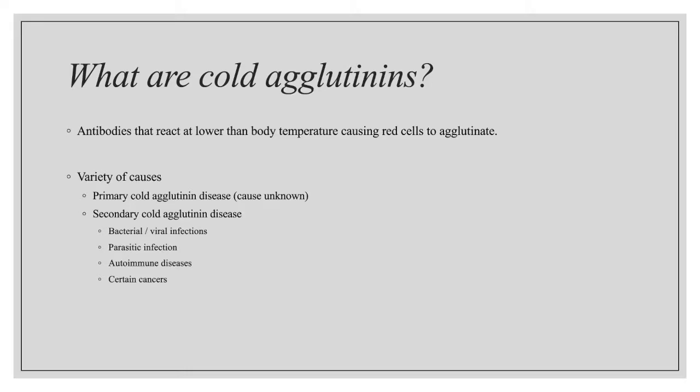What are cold agglutinins? They're antibodies that react at lower than body temperature and cause red cells to agglutinate. There are a variety of causes for cold agglutinin disease: primary disease, which is mainly of unknown cause, or secondary disease that can be caused by bacterial, viral, or parasitic infections, autoimmune diseases, or even some cancers.